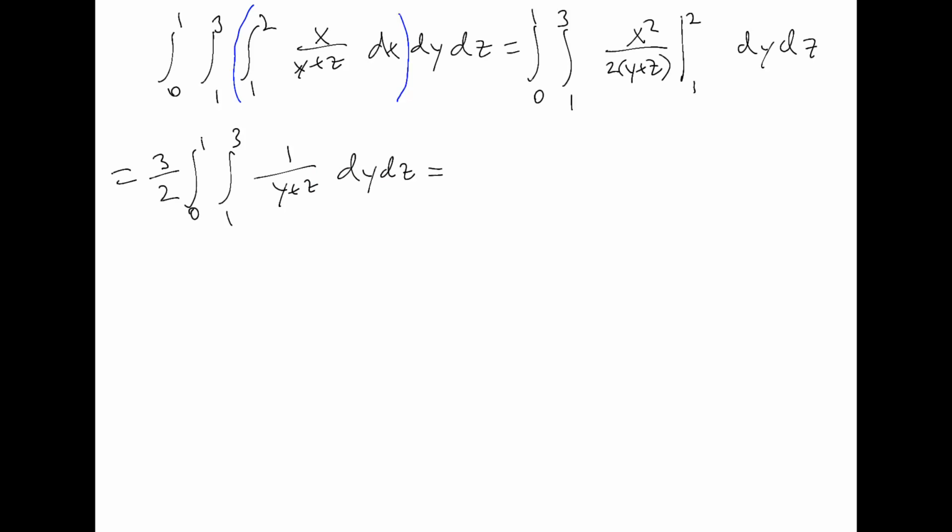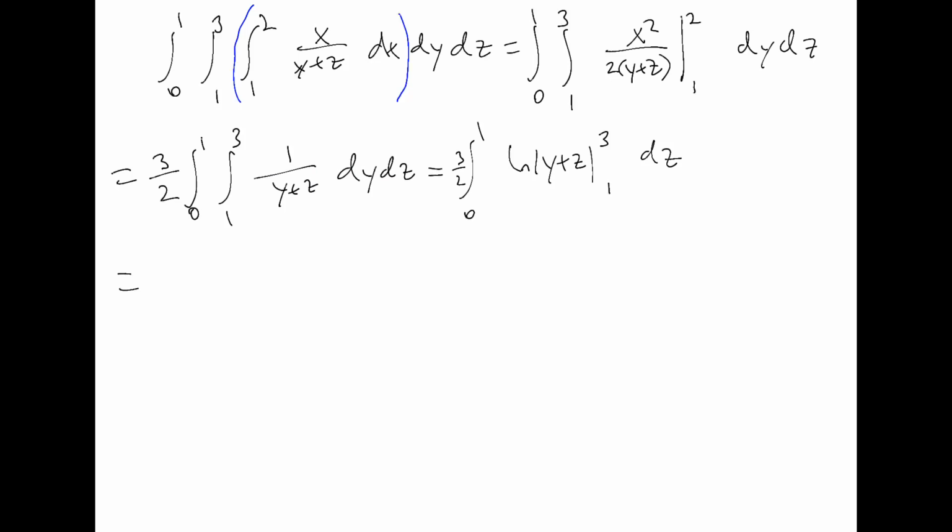So what we get is the log of the absolute value of y plus z. I forgot my outer integral, so I still have 3 over 2 times the integral from 0 to 1. Then I've got the log of the absolute value of y plus z, and I have to plug in the bounds 3 and 1, and then I still have my dz.